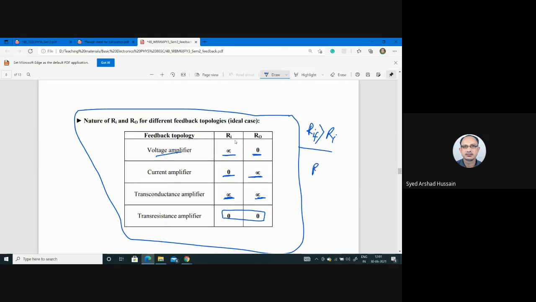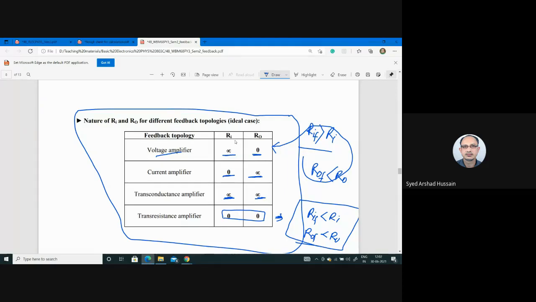If ROF, the output impedance of the voltage amplifier in the presence of feedback, is less than RO, then we say that this is an improvement due to feedback. Similarly, if you apply feedback and you see that both RIF is less than Ri and ROF is less than RO, then you can say that this is again an improvement. Okay, so I shall stop here today.